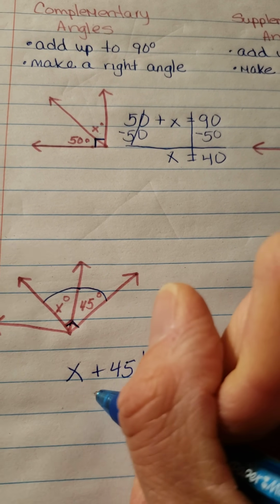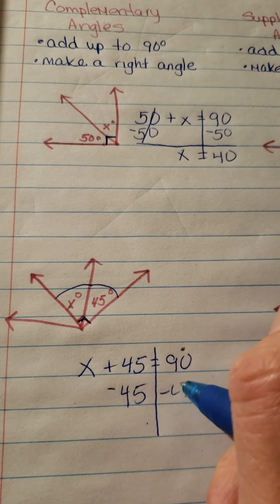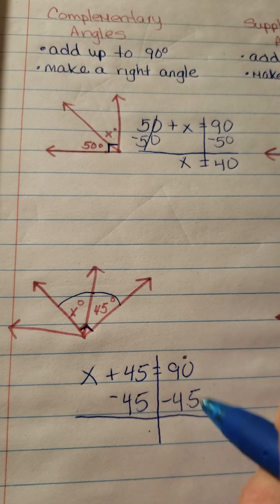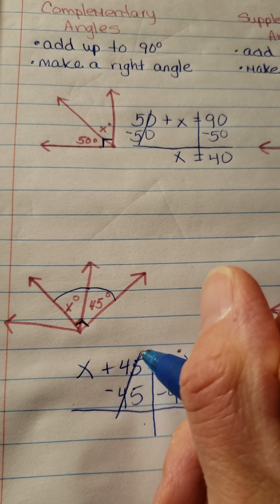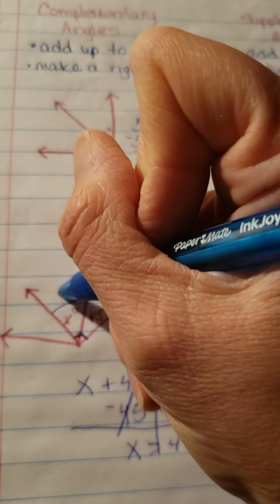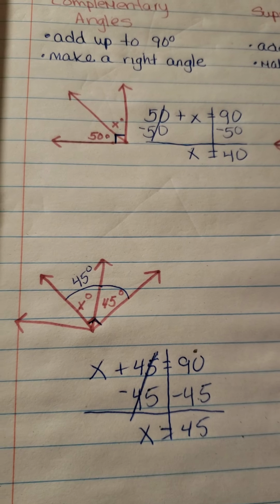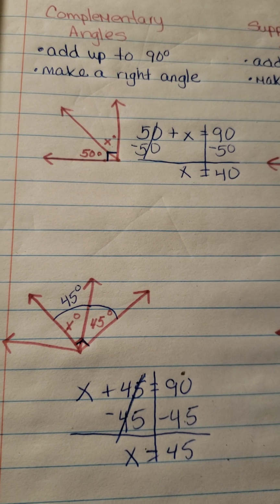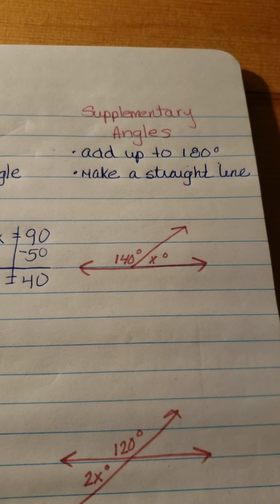If we solve this, we can subtract 45 from both sides. And remember, we always want to have something that cancels out. So we're left with x equals 45. So we know that this is 45 degrees. Okay, so those are complementary angles. Let's look at supplementary angles.